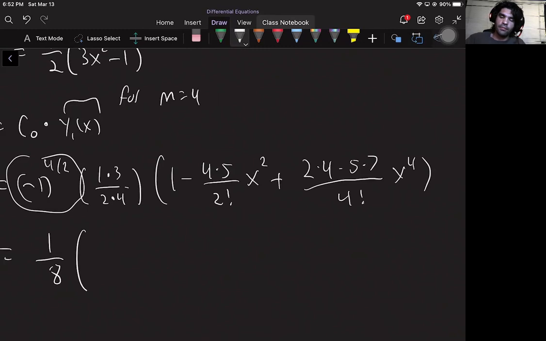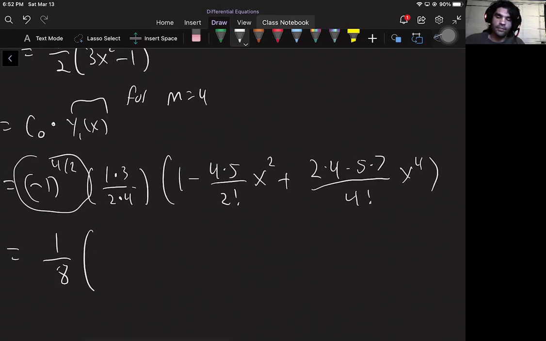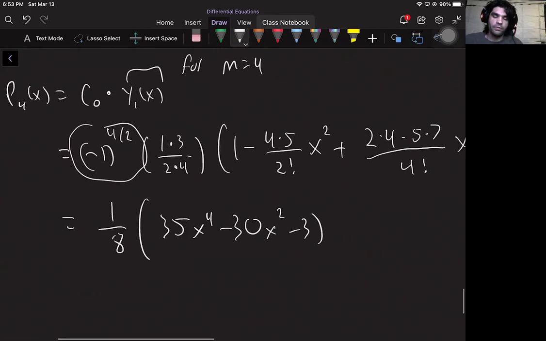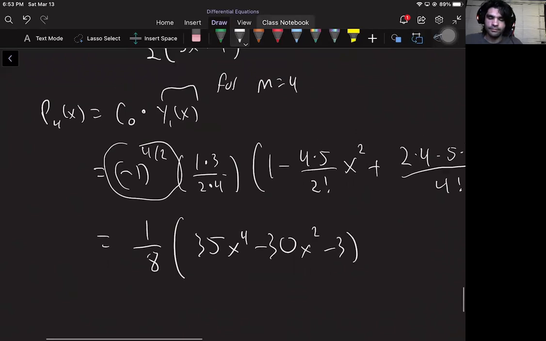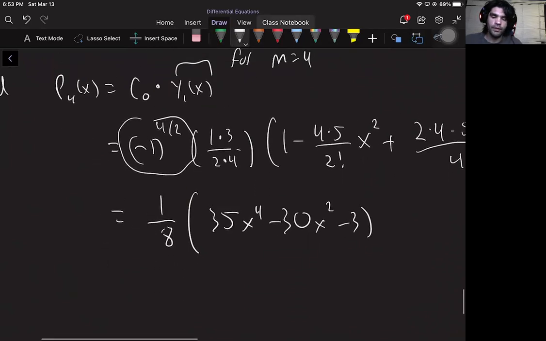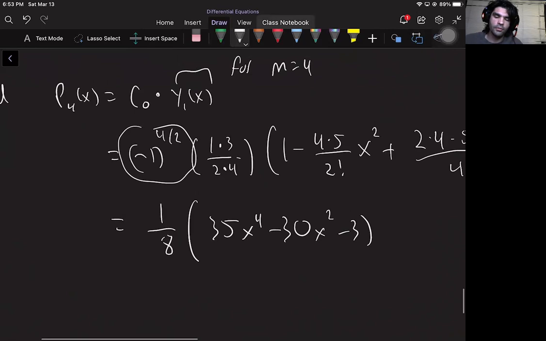And now the biggest power of x you see is positive, so I'm going to put that in the first spot and cancel out some of these numbers. This is going to be 35x to the 4th minus 30x squared plus 3. And again, this one solves the Legendre polynomial where m equals 4. But this is somehow better because I multiplied it by this number.